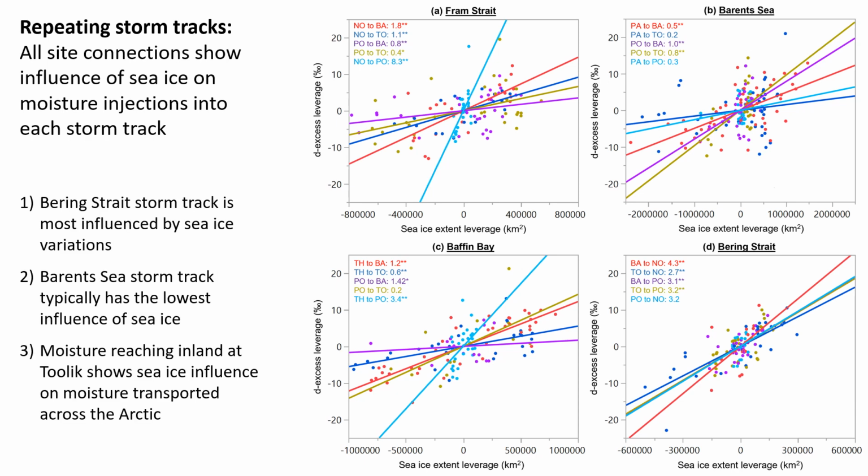All of that said, there are some differences across regions that can be observed from the slopes of these relationships. First, we observe that the consistently steepest slopes are in the Bering Strait storm track, suggesting that this track is most influenced by variations in sea ice. Conversely, we see the lowest slopes for the Barents Sea storm track. We also see that this moisture influences Tulik, showing that there are some inland effects, and this isn't just a coastal phenomenon.